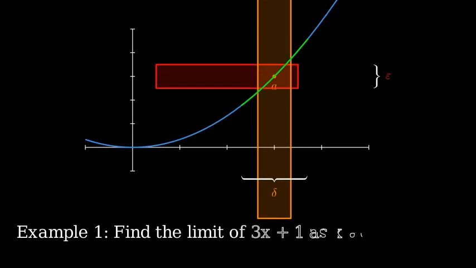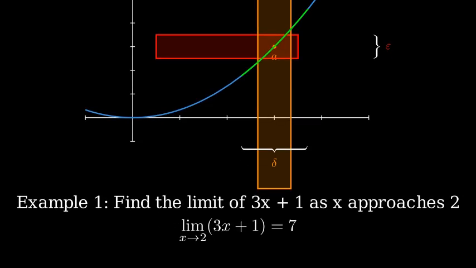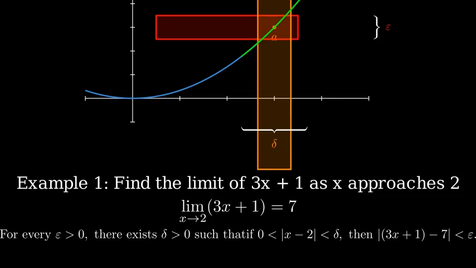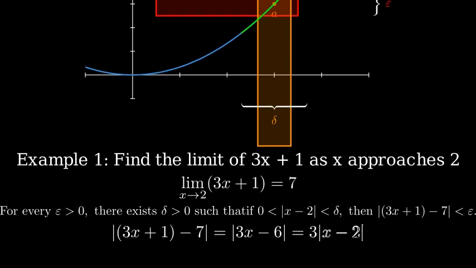We'll show that the limit of 3x plus 1 as x approaches 2 equals 7. According to the epsilon delta definition, we need to show that for every positive epsilon, there exists a positive delta, such that if the absolute value of x minus 2 is less than delta, then the absolute value of 3x plus 1 minus 7 is less than epsilon. Step 1. Let's simplify the expression inside the second absolute value. 3x plus 1 minus 7 equals 3x minus 6, which equals 3 times x minus 2.